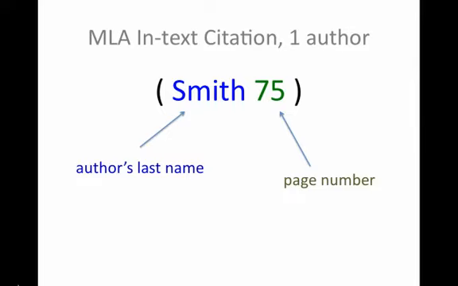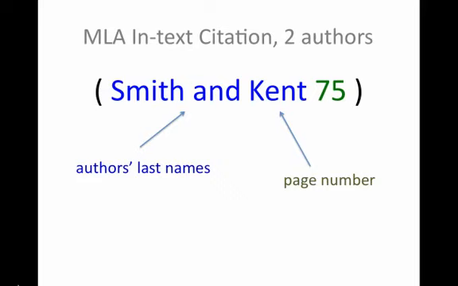So what's different if I have more than one author for my source? Well, MLA just wants me to put both of them with the word and, and still keep my page number over here. What do I do if I'm doing APA citation?